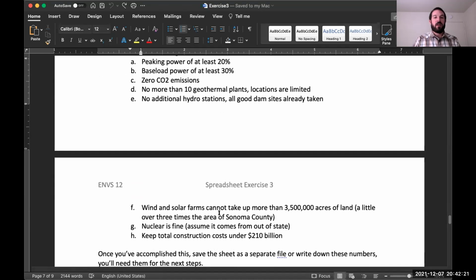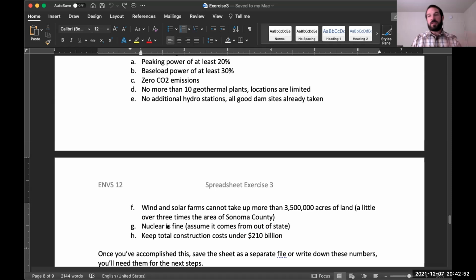All right. You can't have wind and solar farms take up more than 3.5 million acres. We've said that. Nuclear is fine. We can have nuclear power. We're just going to assume that it's imported out of state. California is phasing out nuclear power in state. Most of those nuclear power plants were built on the coastline. We have a very active tectonic fault along the coastline. They could have been susceptible to tsunamis, as Japan learned, and so they're being shut down.